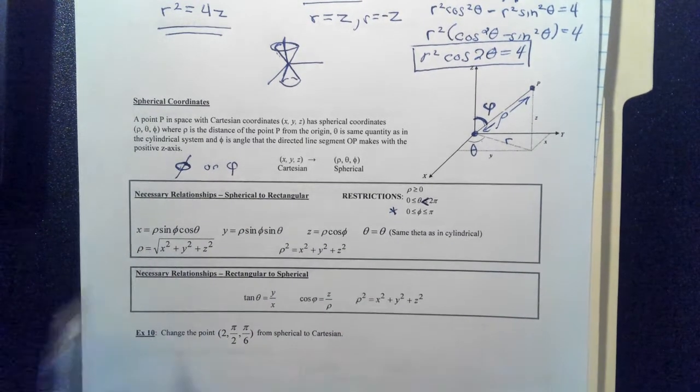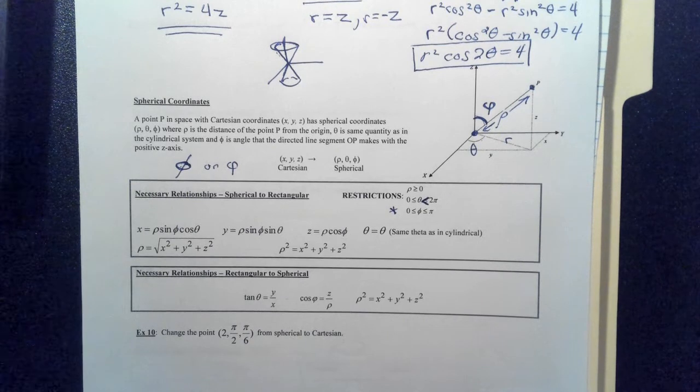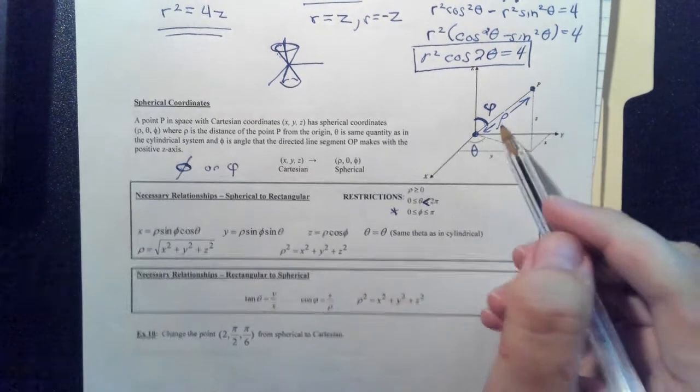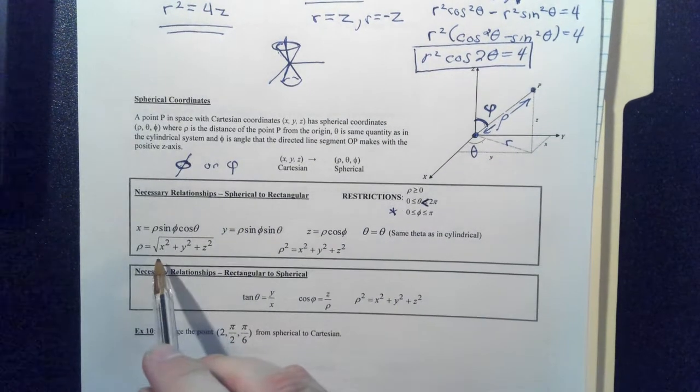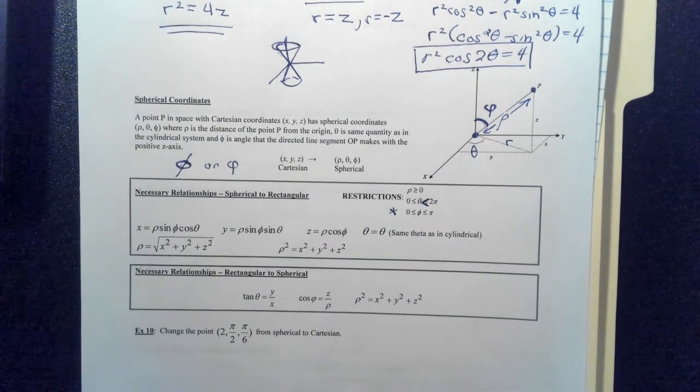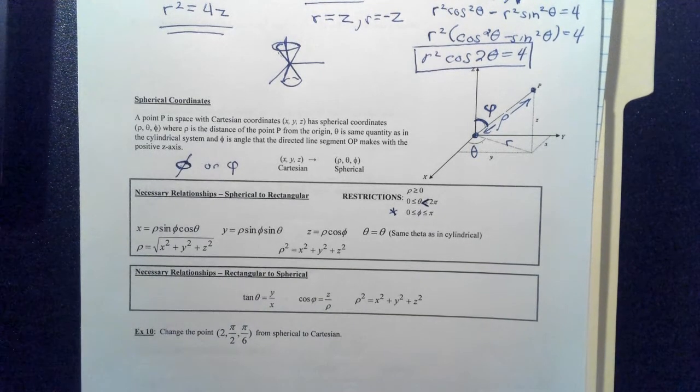Conversions. x is equal to rho sine phi cos theta. y is equal to rho sine phi sine theta. z is equal to rho cos phi. And theta is the same theta we've been using. Rho, since it is the distance from the origin to the point, can be found by taking the square root of the sum of the squares of x, y, and z. Or just to say it, rho squared is x squared plus y squared plus z squared.